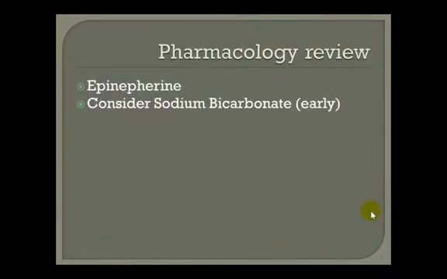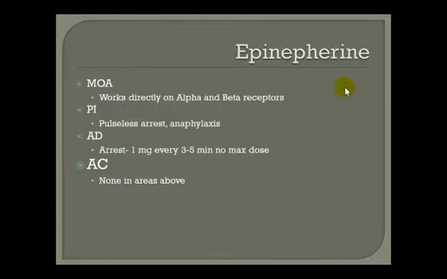Pharmacology review, we're going to review epinephrine and sodium bicarbonate. And the early out here is if you are going to use it, please use it in an early fashion. Epinephrine mechanism of action is pretty much a synthetic catecholamine, so it works directly on the alpha and the beta receptor sites. And our primary indication for this is going to be in a pulseless arrest. I know we use it for anaphylaxis too, but primarily in ACLS is going to be a pulseless arrest. The adult dose of this is going to be 1 milligram every 3 to 5 minutes, so there's actually a clock whenever we start to deliver this. Absolute contraindication, and that's going to be none in the areas above. And the areas above, what we're talking about here is a pulseless arrest.